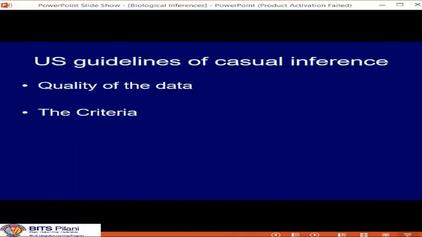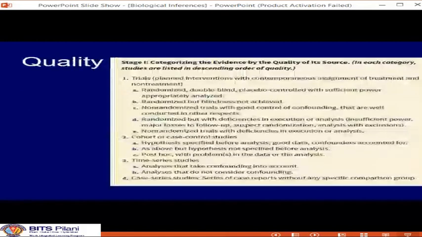So the US has guidelines on causal inference, with 2 criteria or 2 steps they use. One is the quality of the information that you have taken, or the quality of the data. And the second is the criteria. And the criteria are the Hill's criteria, or the 9 criteria. I just want to impress upon you that you must be very careful about the quality of the data or the studies from which you are making those inferences. And that's very important. And this is what I mean by quality.